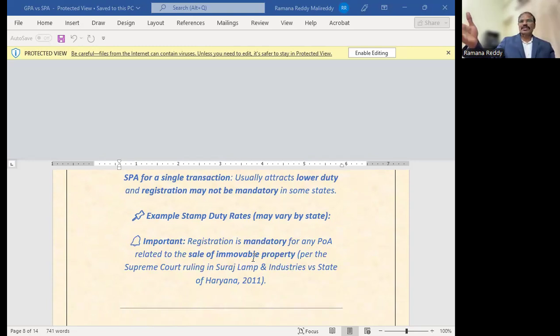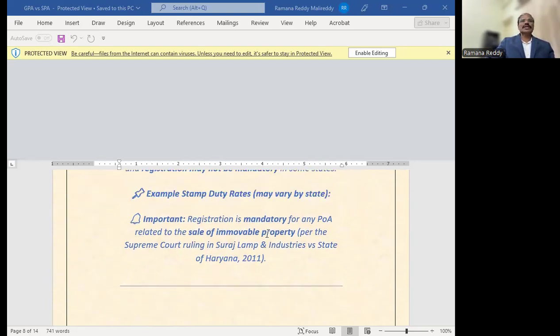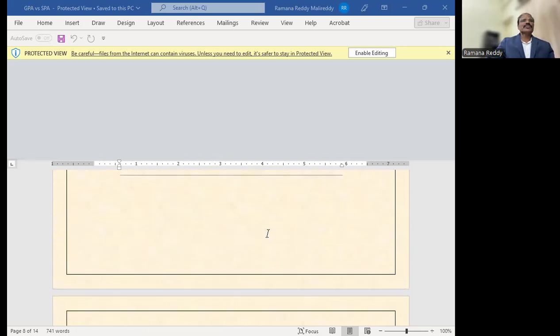Even as per the Supreme Court ruling in Suraj Lamp and Industries versus State of Haryana, the 2011 ruling, it is very clearly stated that registration is mandatory for any POA related to sale of immovable property.